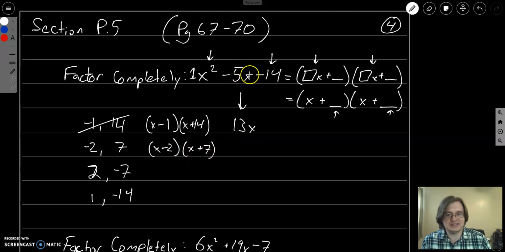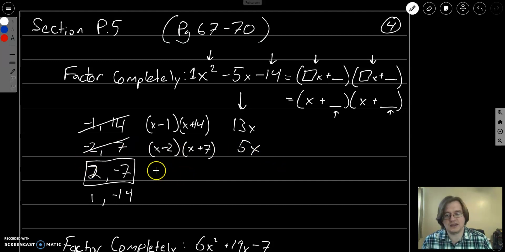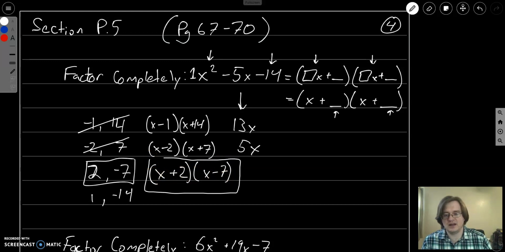When I just look at this inside term, because I know that the first and the last terms will be correct, if I take x times 7, I'll get 7x. Negative 2 times x, negative 2x. Add those together, I'll get 5x, which is almost right, but it's the wrong sign. So this will be the correct factor, and I'll have x plus 2 times x minus 7. So at the end of the day, this will be the correct combination of binomials.